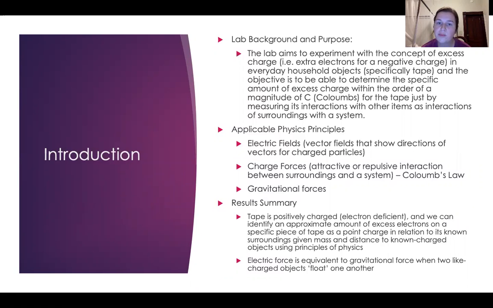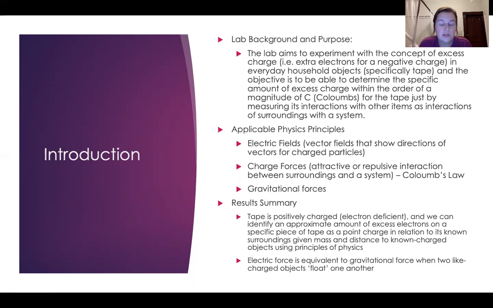Some applicable physics principles were electric fields. That's the concept that a positive charge has an electric field pointing outward and negative charge has an electric field pointing inward. And those are vector fields that are not determined by interactions with other charges within a field. Charge forces are dependent on other charges within a field. So two like charges will repel one another, two opposite charges will attract one another, and that's Coulomb's law. And gravitational forces also come into play depending on the way that these point charges are aligned with one another, and I'll get into that in a little bit.